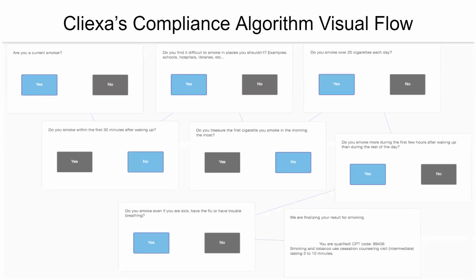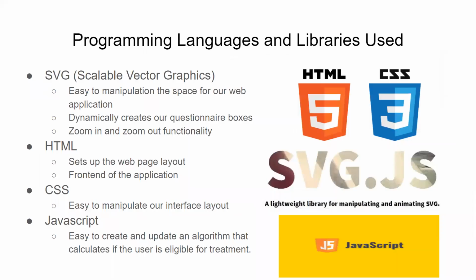So you can see here is an example of our application. You can see the questionnaire boxes, the highlighted blue line, and then the yes and no, and the CPT code, and all the lines connected this workflow together. This is our general graphical user interface. Can you go to the next slide, please?